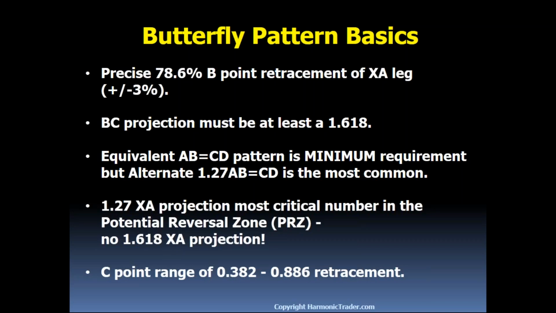We do see equivalent ABCD patterns, and this is a minimum requirement, but most commonly, we're going to see alternate 1.27 AB equals CDs. For the butterfly, the 1.27 XA projection is the most critical number in the potential reversal zone. And in fact, it's the only number because we don't even look at a 1.618. The 1.618 is reserved for more extreme patterns like the crab. And the C point range is between a 382 and an 886 retracement, ensuring the M and W formation.